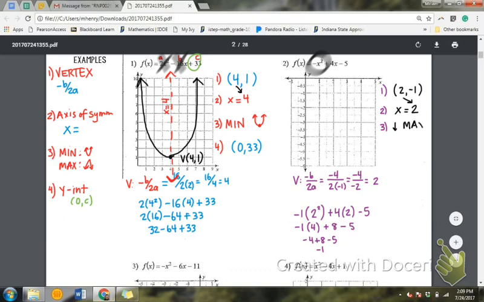And then who would like to give me our y-intercept? Leanna? Not just negative 5. 0, comma, negative 5. Remember, it's always whatever your c value is. That's your y-intercept. Okay? All right, so now we're going to go ahead and graph it. So I have everything I need. Let's go ahead and graph it.